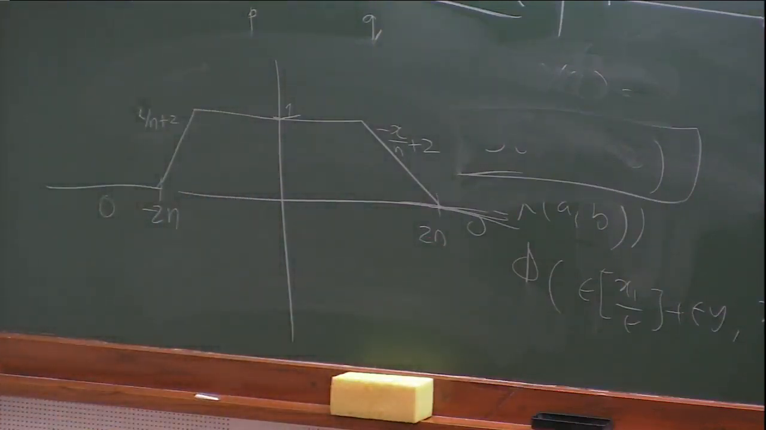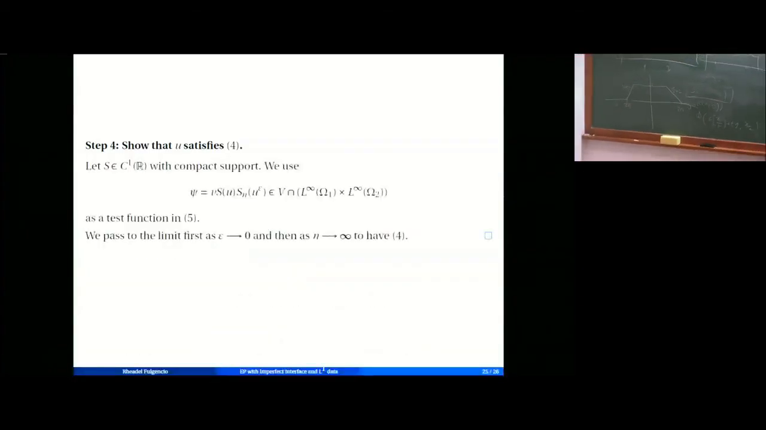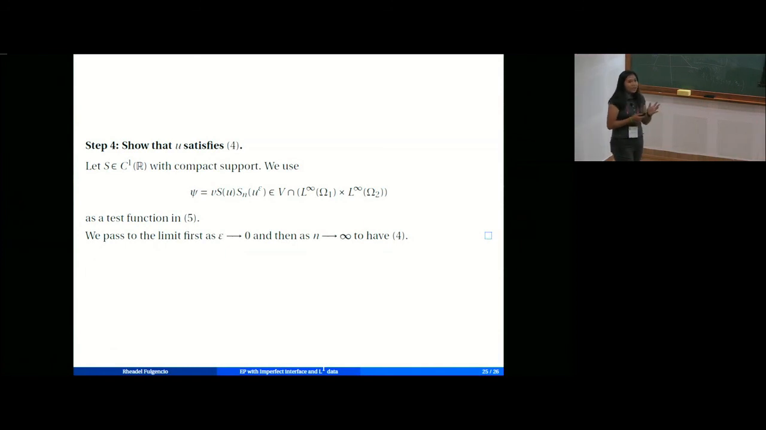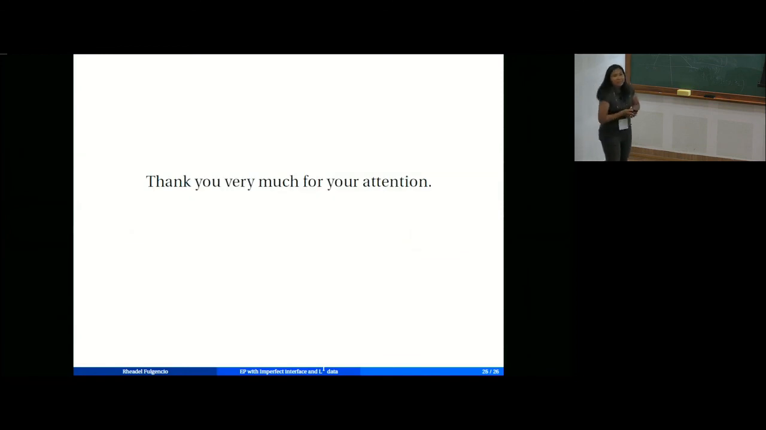Okay. So we use this test function and we pass to the limit first as epsilon goes to 0 and then as n approaches infinity. To pass to the limit, we used the Lebesgue dominated convergence theorem for most of it. And we found some difficulty, although not as difficult as the previous difficulty, in passing to the limit in the interface. So that is our result. So thank you very much for your attention.